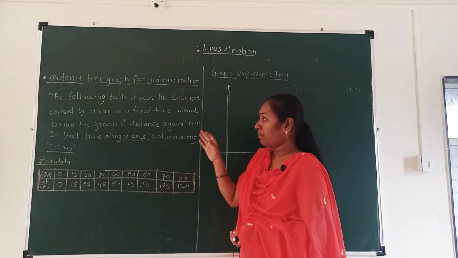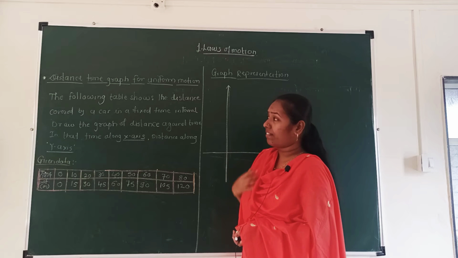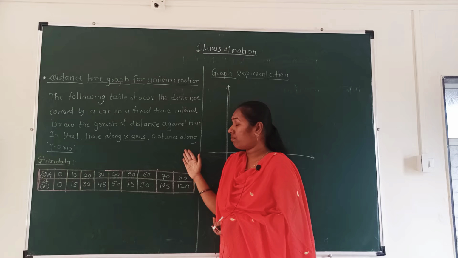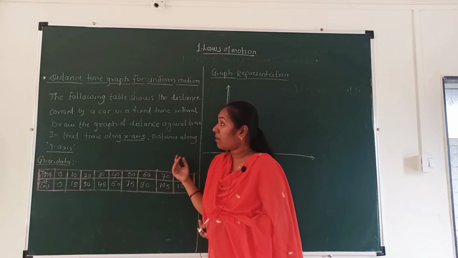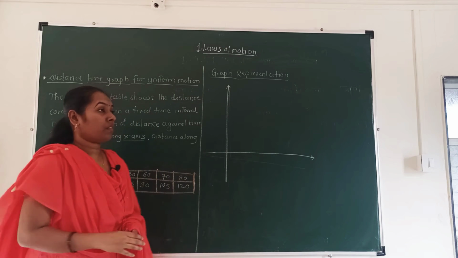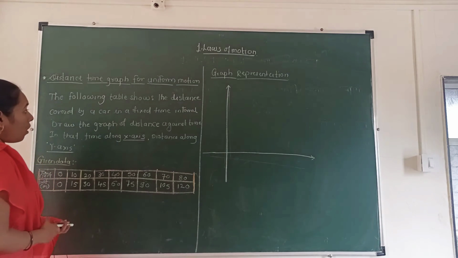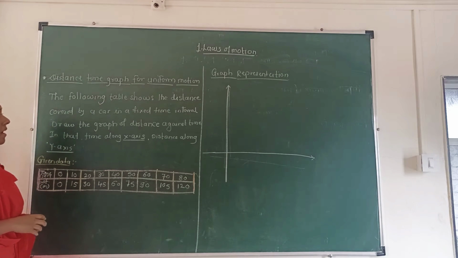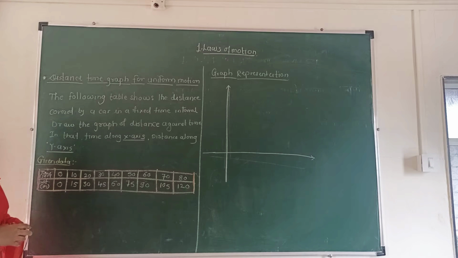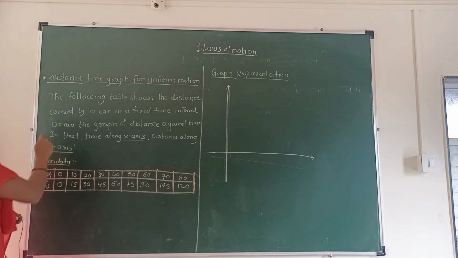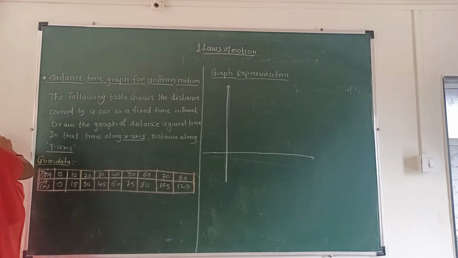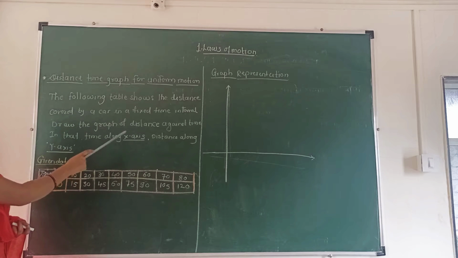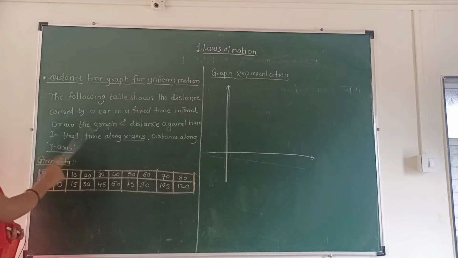Here is one activity, or one example, for you to draw a graph. What is the activity? The following table shows the distance covered by a car in a fixed time interval. Then draw the graph of distance against time, with time along the x-axis and distance along the y-axis.